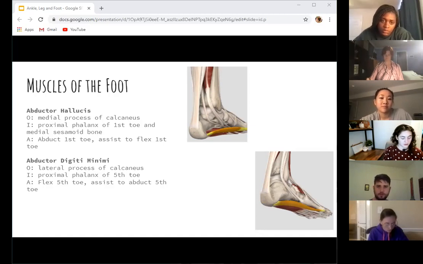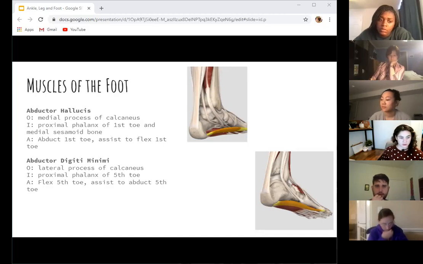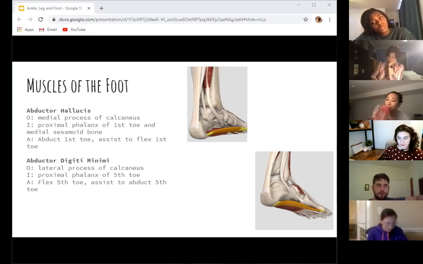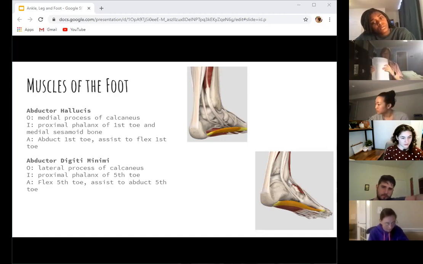And then you have your abductor digiti minimi, which is going to go to your 5th digit, so that little toe. It will originate on the lateral process of the calcaneus and insert on the proximal phalanx of that fifth toe. And it is responsible for flexion and abduction of the fifth toe. So this one is a little different because it has a primary responsibility of flexion in addition to the action of abduction. So this is one where the name can be a little bit confusing because it has more than one action.